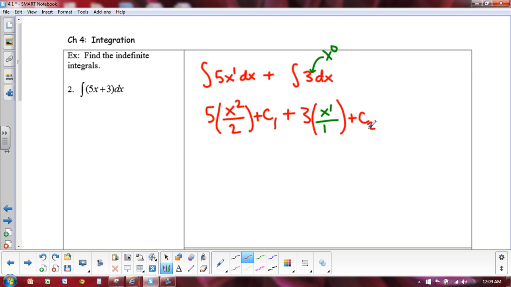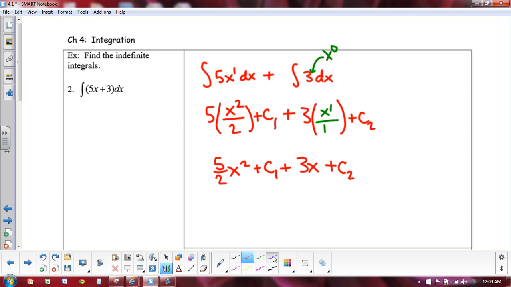Sometimes it's easier for people to think about, instead of the x to the 0 idea, oh, this should become 3x, so that when I differentiate 3x, I get back to the regular plain 3. Some people just think that through, and that's totally fine. So we've ended up with 5/2 x squared plus c1 plus 3x plus c2.